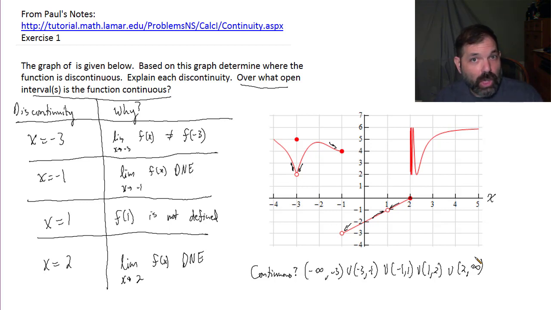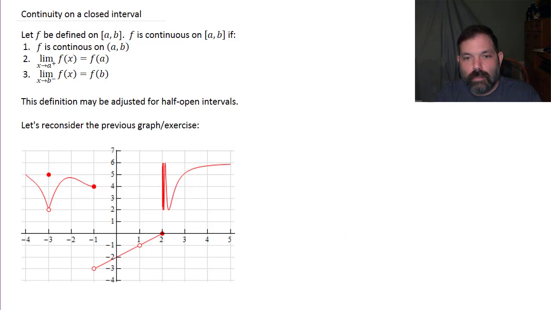Now we're going to adjust this in a few moments because we can actually have continuity over closed intervals as well. So we're going to adjust this definition just a little bit. So now let's actually talk about that. What does it mean to be continuous on a closed interval?